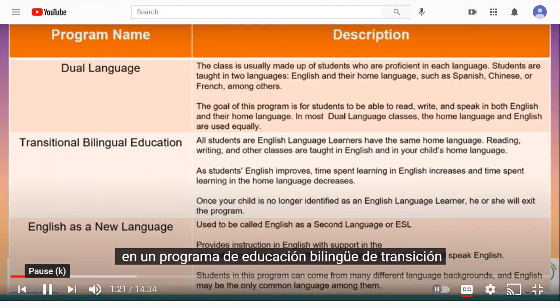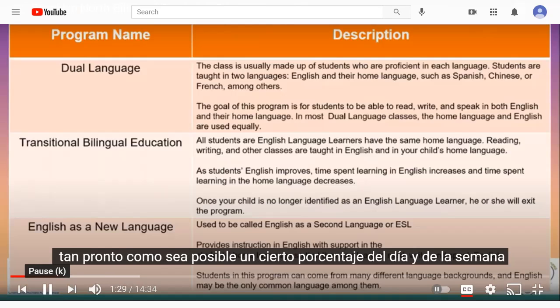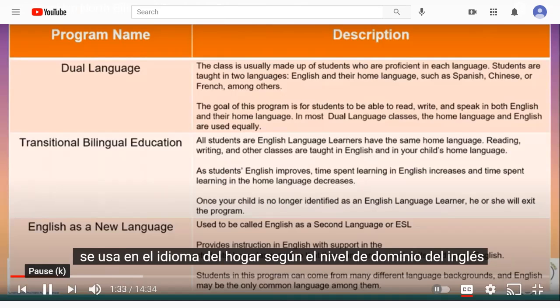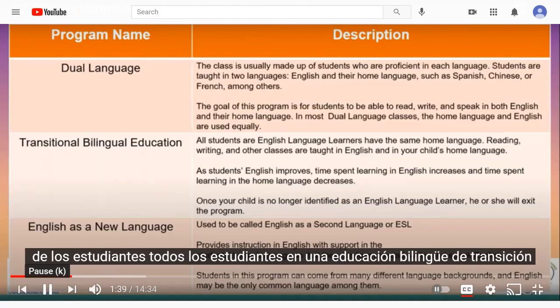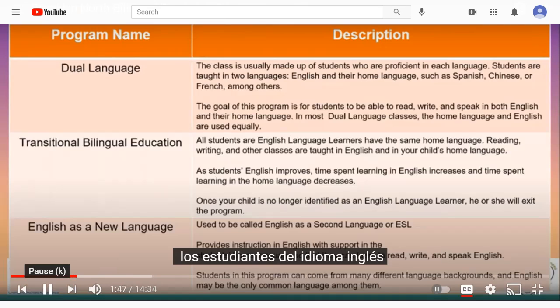In a transitional bilingual education program, the goal is to transition students to an English-only setting as soon as possible. A certain percent of the day and week is spent in the home language based on the English proficiency level of the students. All students in a transitional bilingual education program have the same home language and are English language learners.